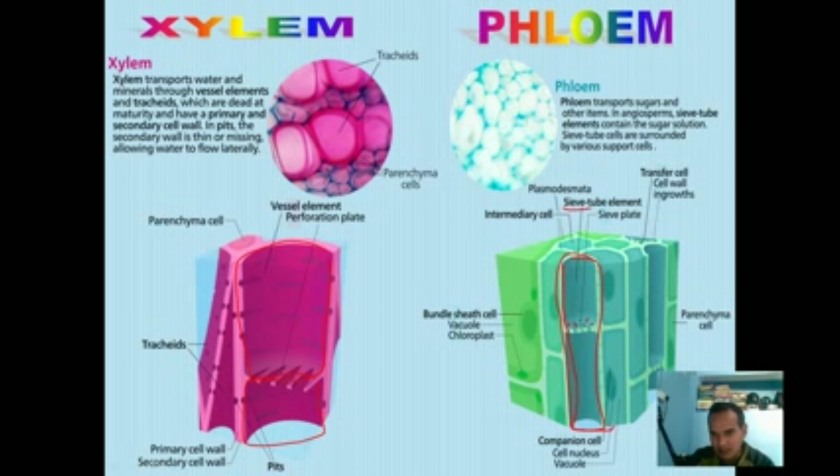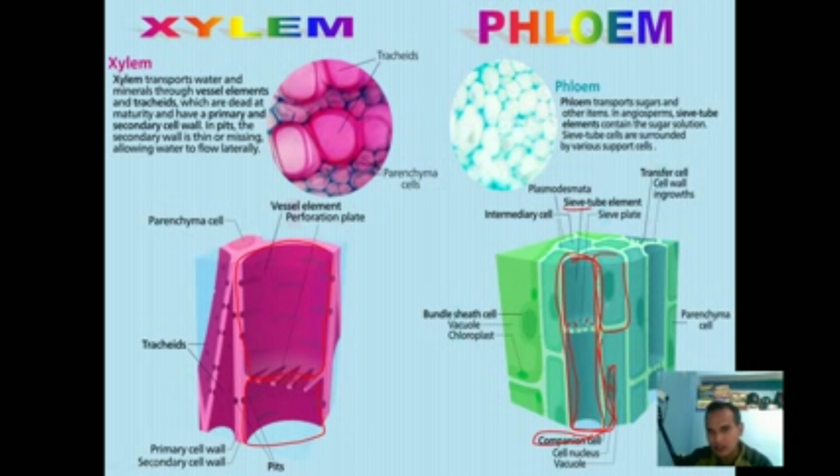Now these sieve tubes are also dead cells, but they do not have any cell content. But here is the nucleus, this is the companion cell. Can you see the companion cells? The nucleus of the companion cells actually controls the functioning of the sieve elements or sieve tubes. So keep that in mind. This is one important point about the companion cells.